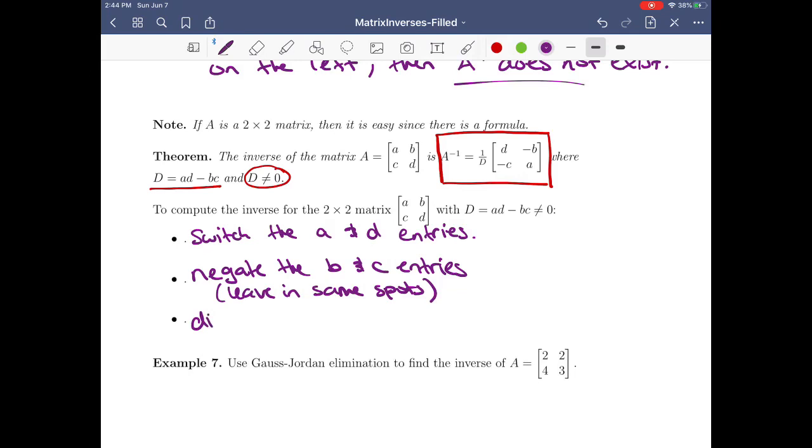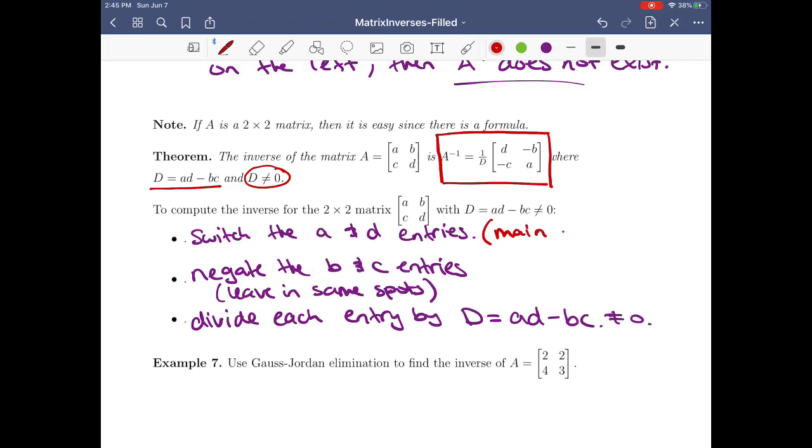Okay, and then you divide everything by capital D, which is AD minus BC, which obviously can't be 0. So the ones you want to switch are the ones on the main diagonal. And the ones you just negate, we call this the off diagonal. So it's the other diagonal. You negate those.